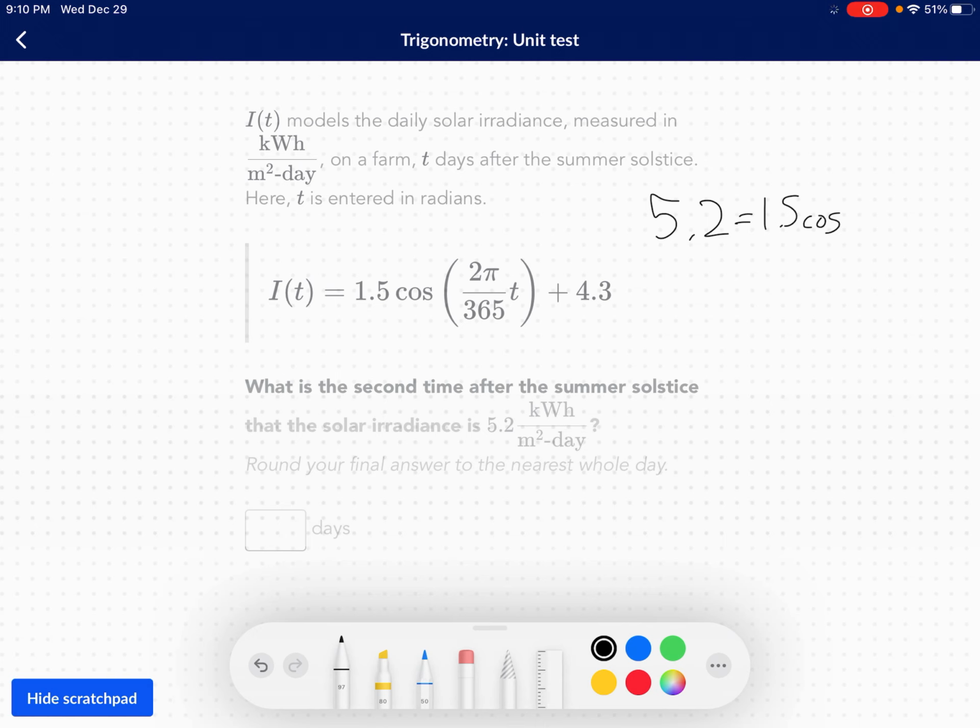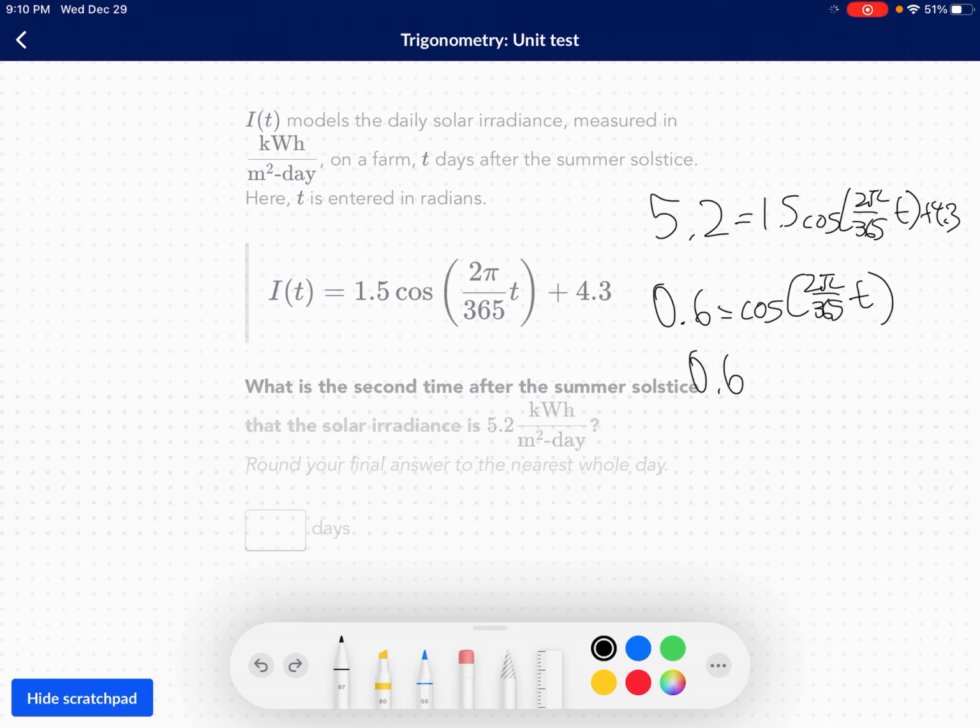Since 5.2, it's 1.5 cosine of 2 pi over 365 t plus 4.3. 5.2 minus 4.3 is 0.9. 0.9 divided by 1.5 is 0.6. So 0.6 equals cosine of 2 pi over 365 t. So the first solution, this is in radians, and my calculator is already in radians, so I'm fine.